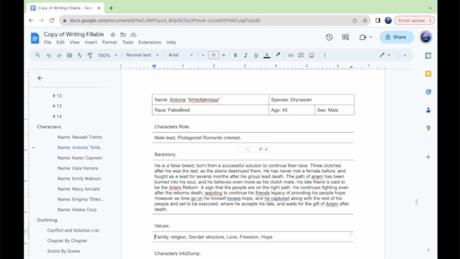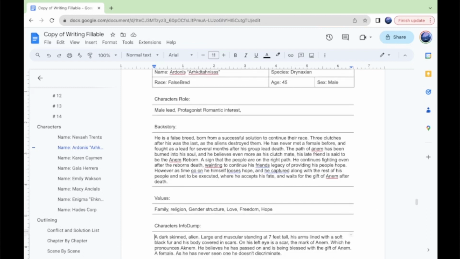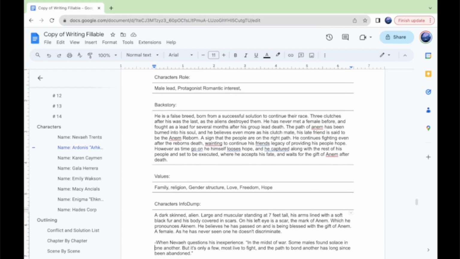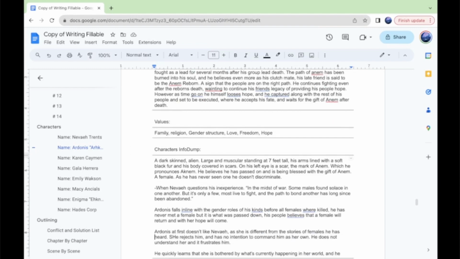That's what happens as you write through. You get more ideas, and you can easily just go back and fix it and add onto it. So that worked out for me. He has values, unlike Nevaeh currently, and his info dump is his character description and certain things that I want to focus on when I do start writing, and he pops up in the scenes.